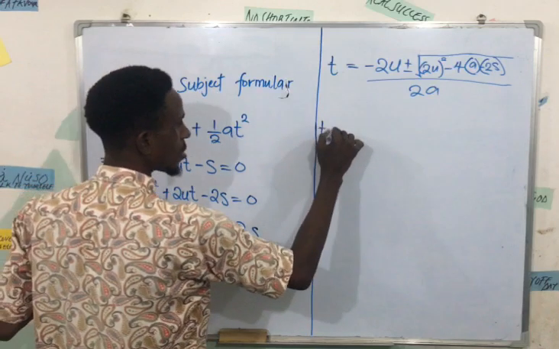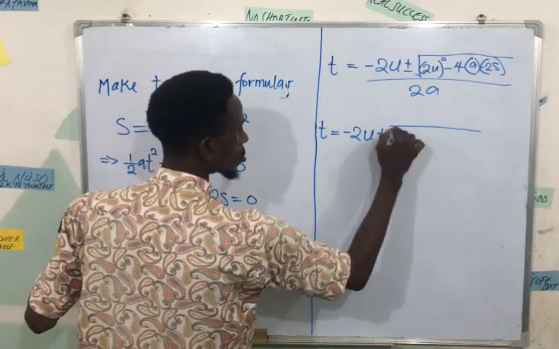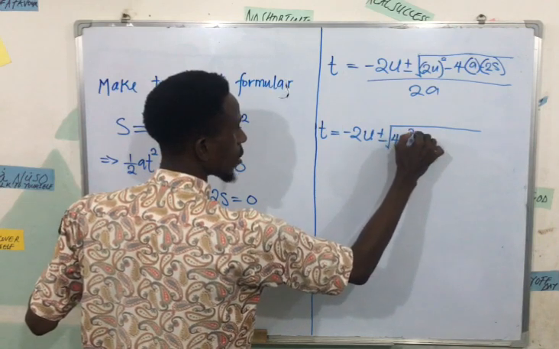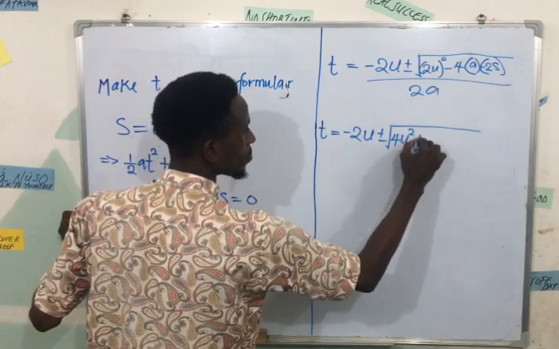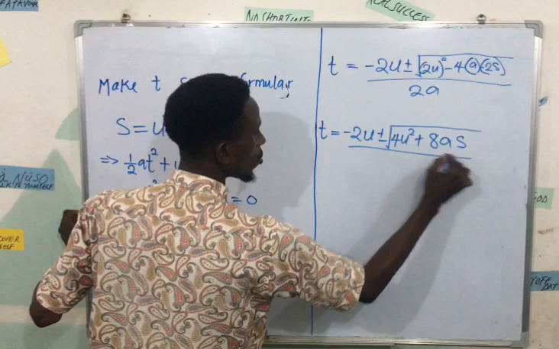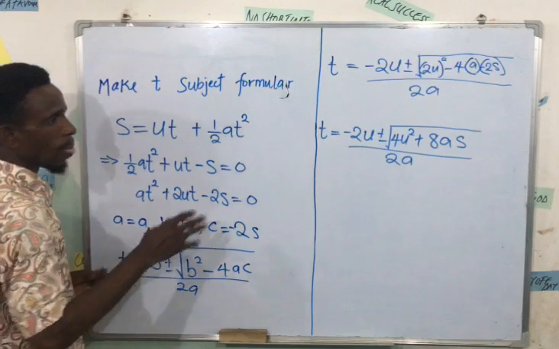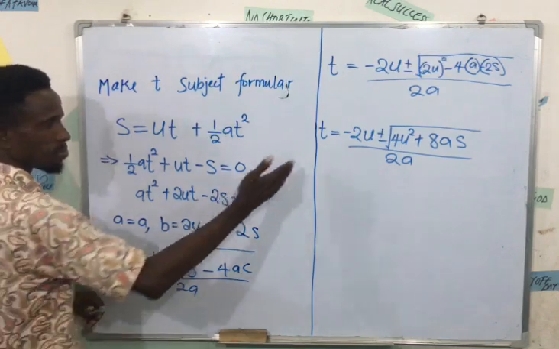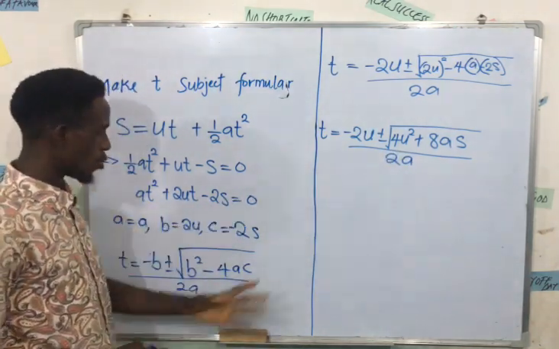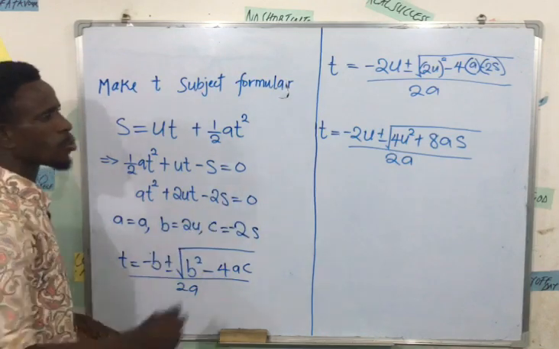So from this point, my t will be equal to minus 2u plus or minus the square root of, if I square this, I'm going to have 4u squared, multiplying everything here, plus 8as, all over 2a. So you see, with this now, you'll discover that t has been made the subject of the formula. I used the quadratic formula and I expressed it in this format, and I got this. So that's a very simple way to do something of this nature.